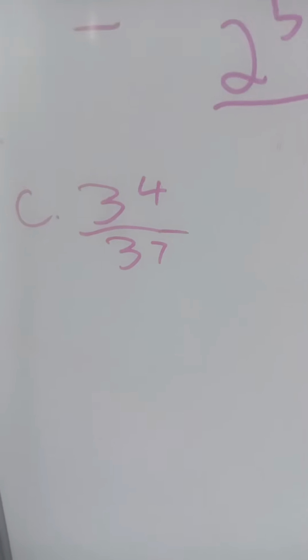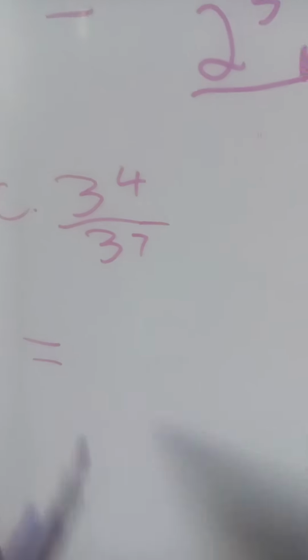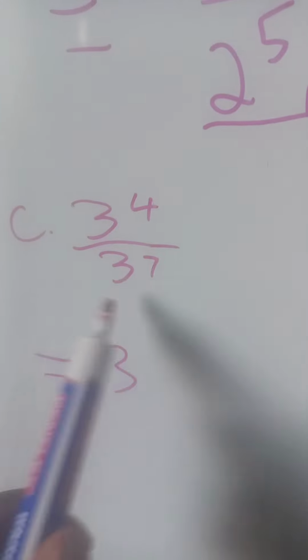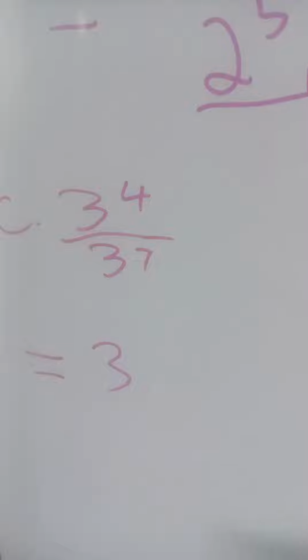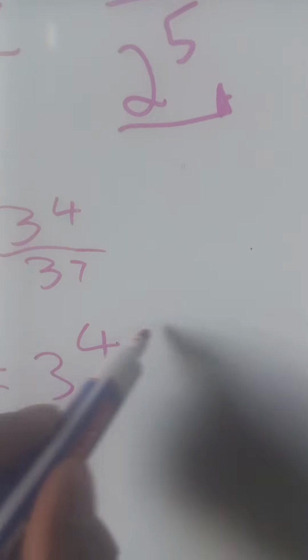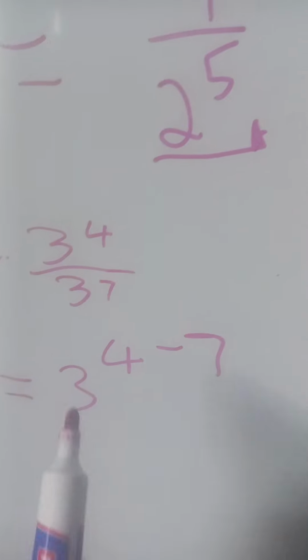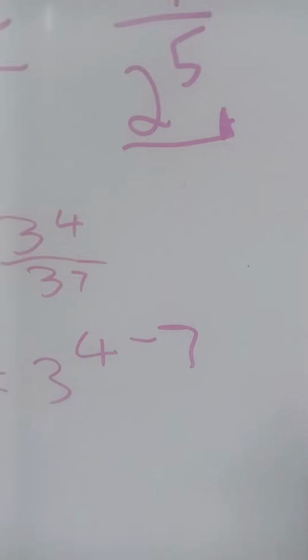In today's lesson, we're doing dividing powers with the same base. So it's going to be equals to 3 to the power 4 over 3 to the power 7. So it's going to be 3 to the power 4 minus 7. So what is 4 minus 7? 4, 5, 6, 7.